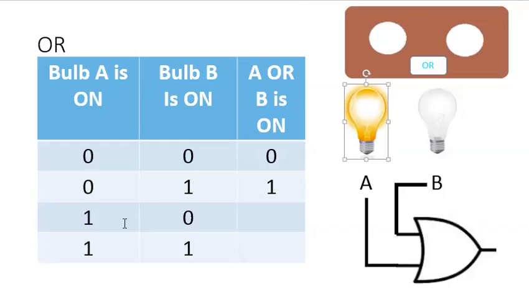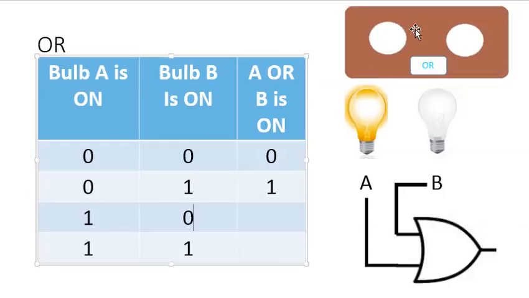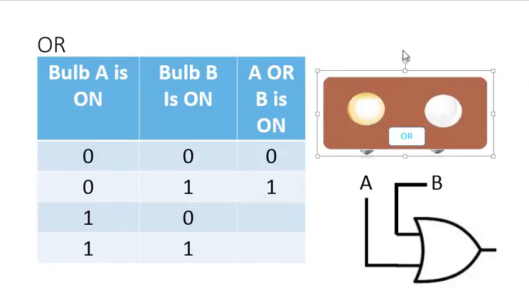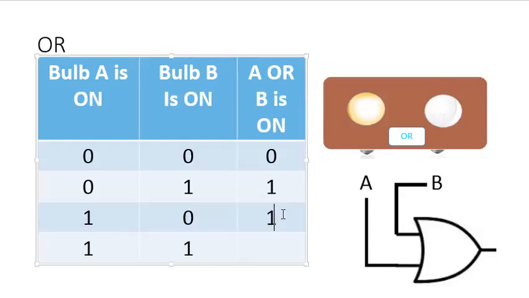Looking at permutation A being on, B being off. Can I answer the question, is A or B on? And the answer is, it's true, because A is on. So one or the other is on. It's true, because A is in fact on.